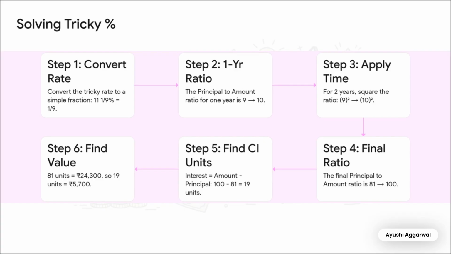Step 1, you just need to know that 11 and 1/9% as a fraction is 1 by 9. This means our principal to amount ratio is 9 to 10. Now for step 2, the time is 2 years, so we're going to square both sides. 9 squared is 81 and 10 squared is 100. So our final ratio is 81 to 100. The interest then is 100 minus 81. That's 19 units. Now we're given that the principal, which is 81 units, equals 24,300. From this we find that 1 unit is worth 300. So our interest will be 19 multiplied by 300.